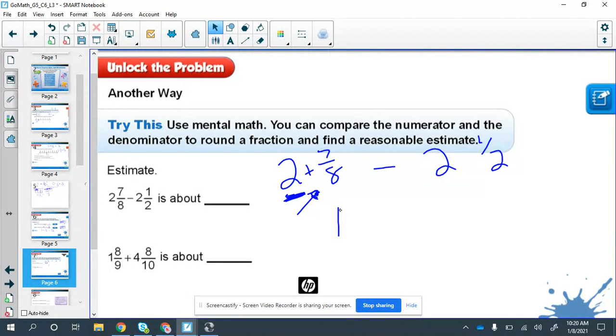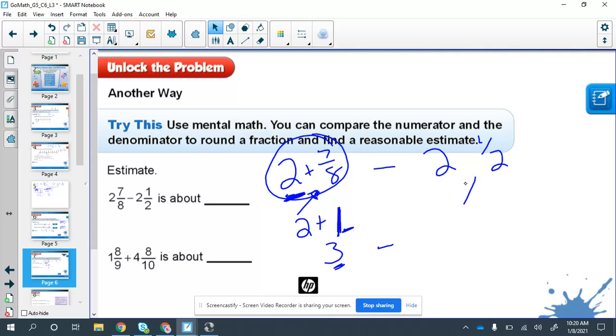So when I find my benchmark of 1, I'm going to think, oh, well, it's like I have 2 plus 1, and 2 plus 1 would equal 3, right? So 2 and 7/8 is about the same as the number 3 because 7/8 is about the same as the number 1. So we'd put those together. Now I'm going to subtract from that.